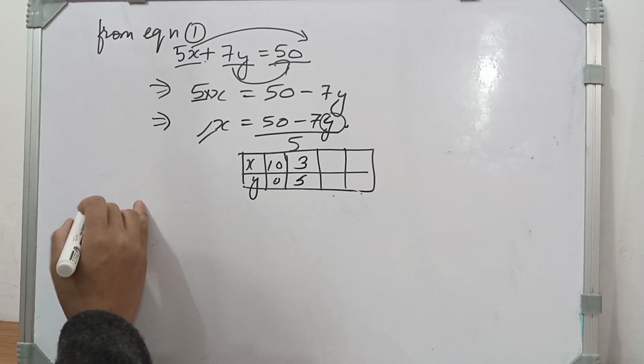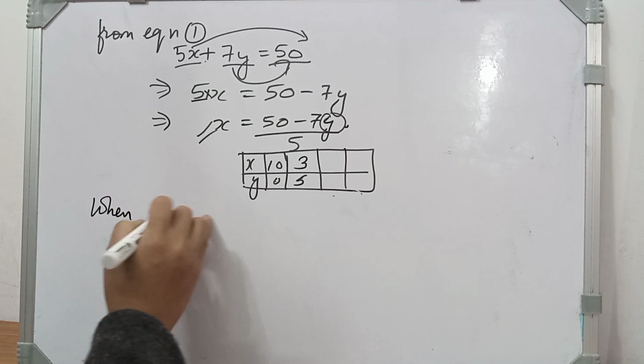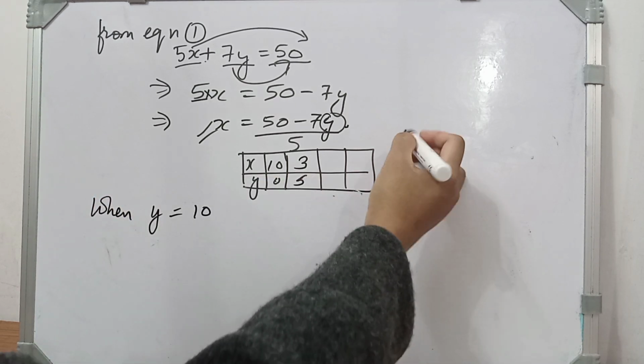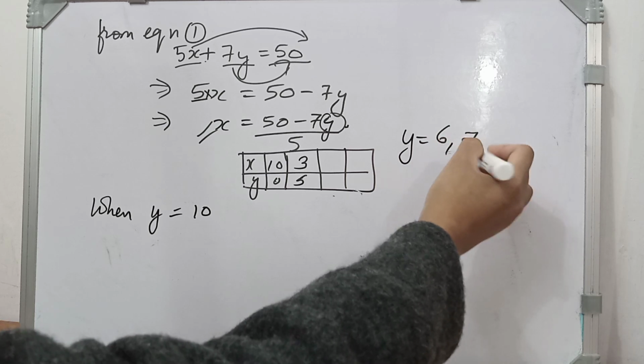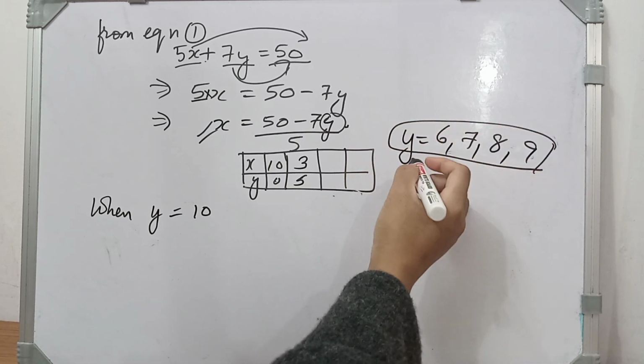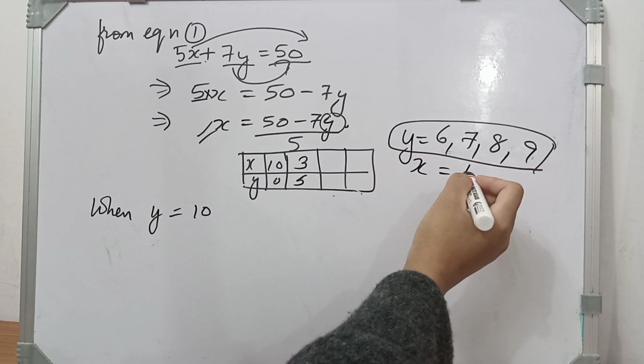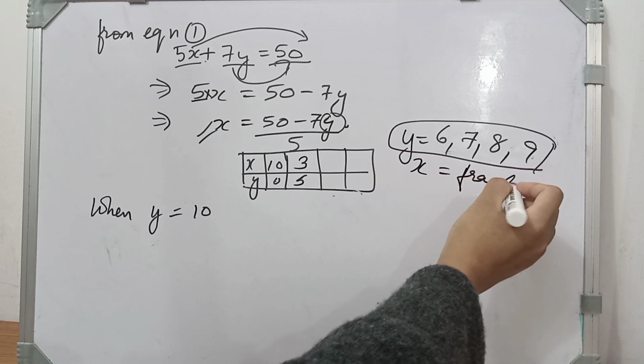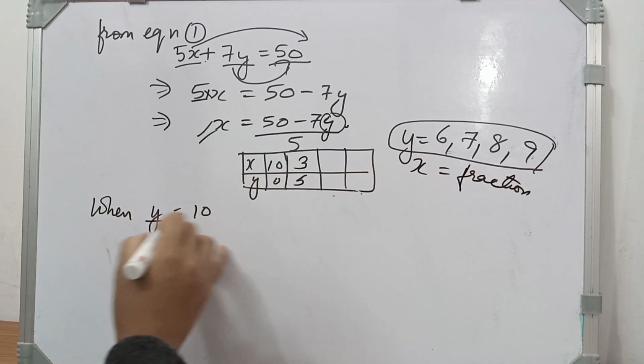Next we go to y is equal to 10. For y is equal to 6, 7, 8, 9, x comes out as a fraction. Now we take the value y is equal to 10.